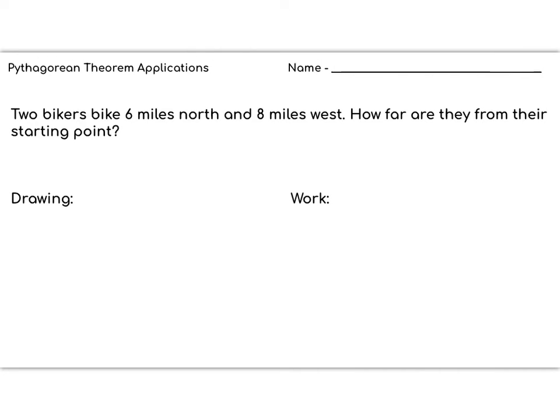So I have two bikers that bike 6 miles north and 8 miles west. How far are they from their starting point? Well, what on earth does this have to do with a right triangle? Well, let's see. So here's my bikers, and they're going to go 6 miles north, and we're just going to say north is up. So they go 6 miles north, then they go 8 miles west, so we will go to the left. They go 8 miles west, and we want to know how far are they from their starting point.